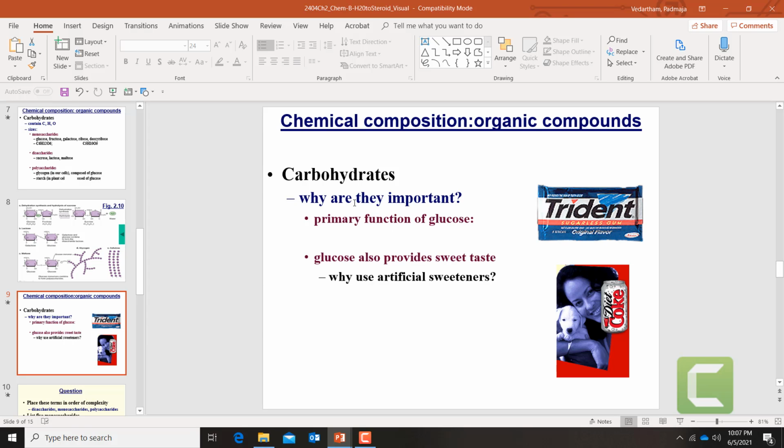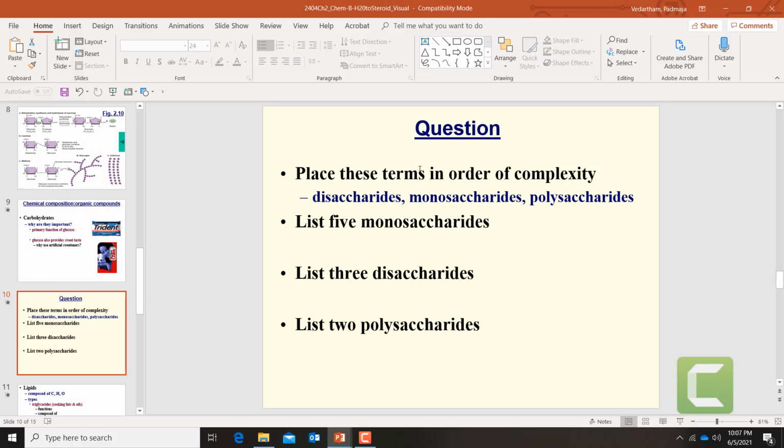Why are carbohydrates important? Because they provide ATP. Glucose also provides sweet taste. So why use artificial sweetness? Place these in terms of complexity. So monosaccharides are the simplest, then disaccharides and polysaccharides. List 5 monosaccharides, list 3 disaccharides, list 2 polysaccharides.